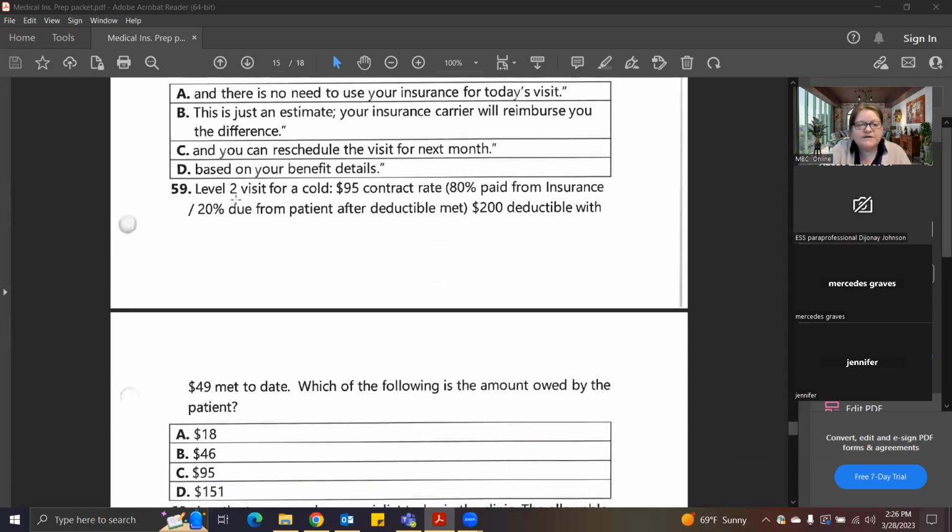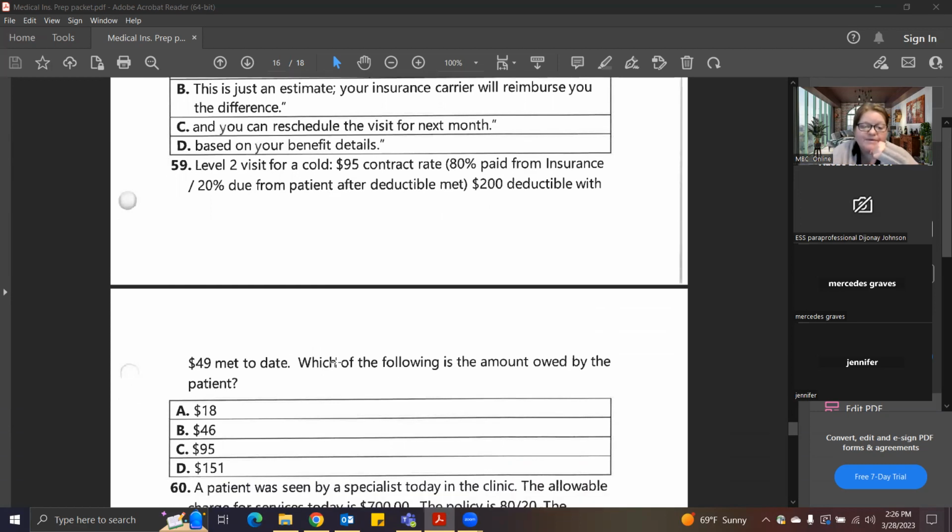All right. So number 59, level 2 visit for a cold. $95 contract rate, 80% paid from insurance, 20% due from patient after deductible met. $200 deductible with $49 met to date. Which of the following is the amount owed by the patient? All right, so let's break it on down a little bit, right? All right, it doesn't matter that it was a level 2 visit for a cold, that's irrelevant.